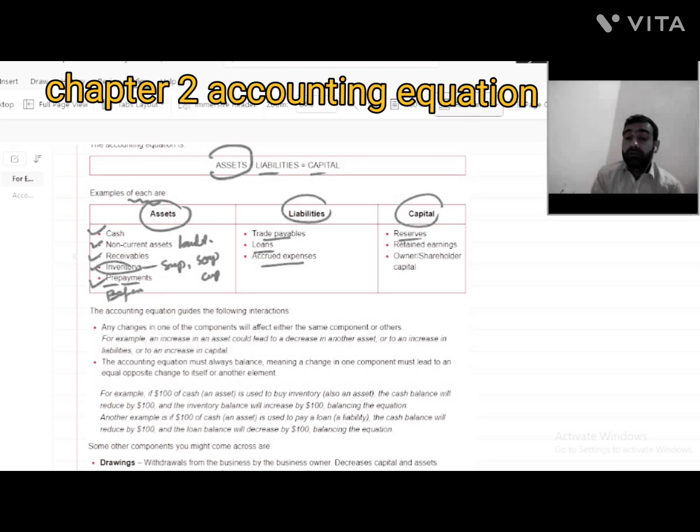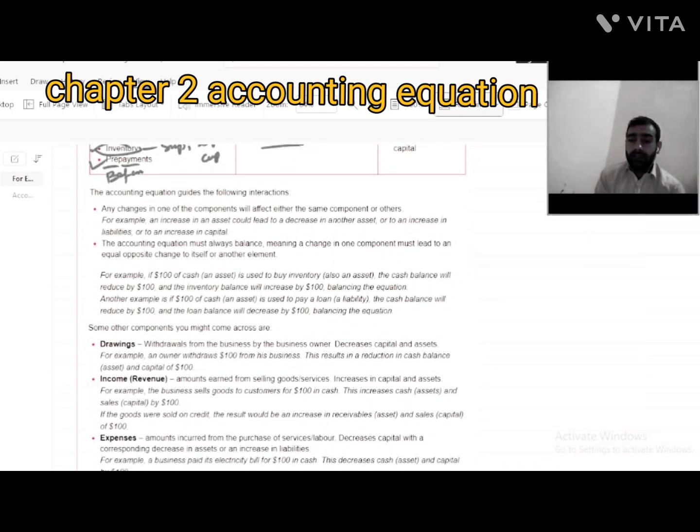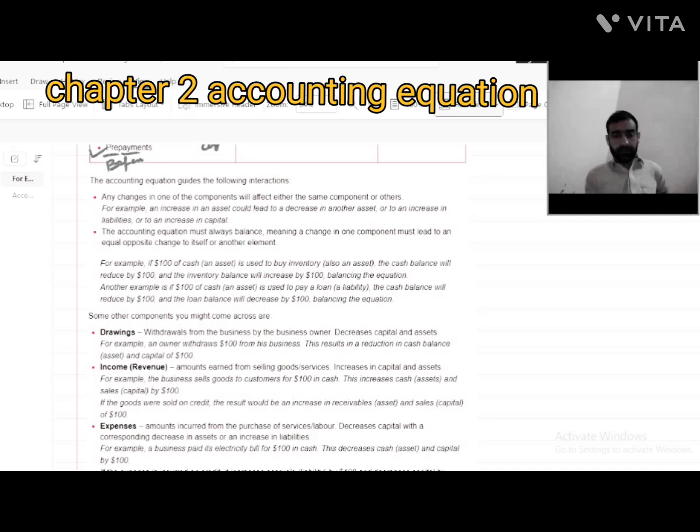Now, let me show you something. The accounting equation guides the following interaction. Any change in one of the components will affect either the same component or the other. So if the equation is asset equals liability plus equity, it means that any change in one of the components will affect either the same component or another, as you see in the example.